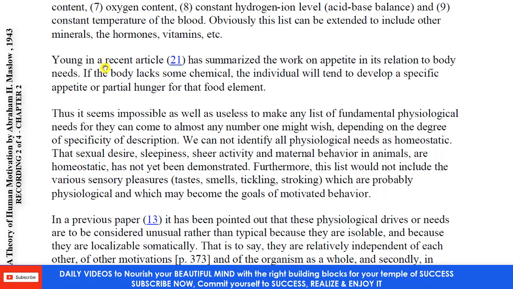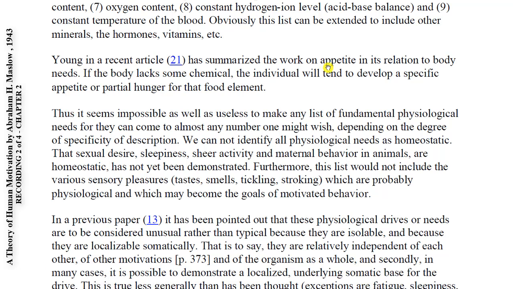Young, in a recent article, has summarized the work on appetite in its relation to body needs. If the body lacks some chemical, the individual will tend to develop a specific appetite or partial hunger for that food element. Thus, it seems impossible, as well as useless, to make any list of fundamental physiological needs, for they can come to almost any number one might wish, depending on the degree of specificity of description.